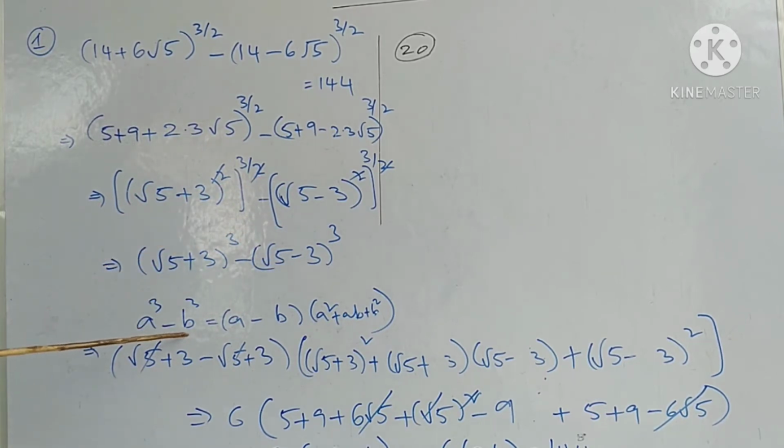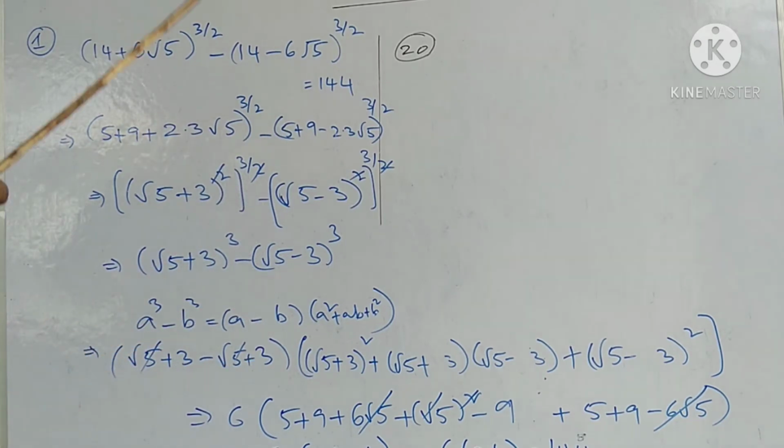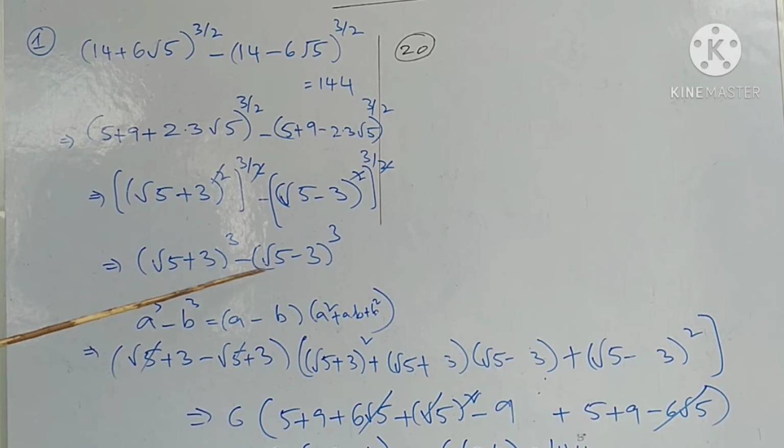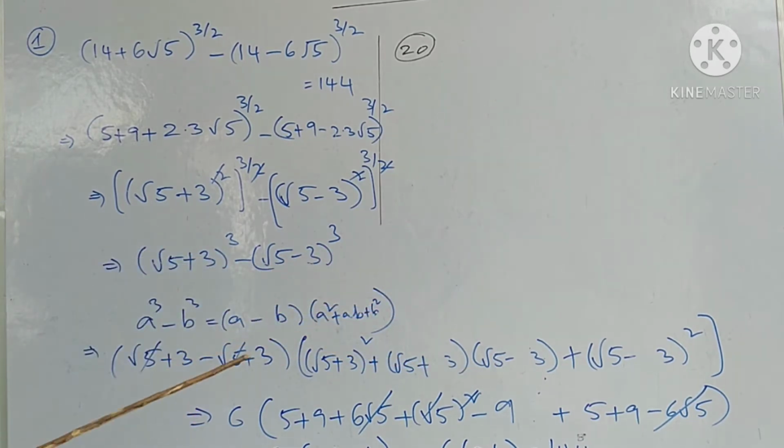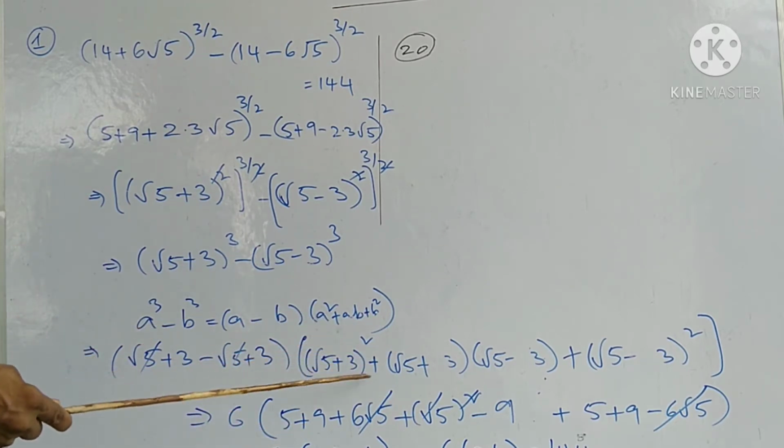So it is of the form a cube minus b cube. The result is a minus b into a square plus ab plus b square. So here a minus b means root 5 plus 3 minus root 5 minus 3, into a square means root 5 plus 3 whole square, plus ab means root 5 plus 3 into root 5 minus 3, plus b square means root 5 minus 3 whole square. So that is equal to, here root 5 minus root 5 cancel, 3 plus 3 is 6 into, here a plus b whole square means a square plus b square plus 2ab, means root 5 square plus 3 square plus 2 into 3 into root 5.